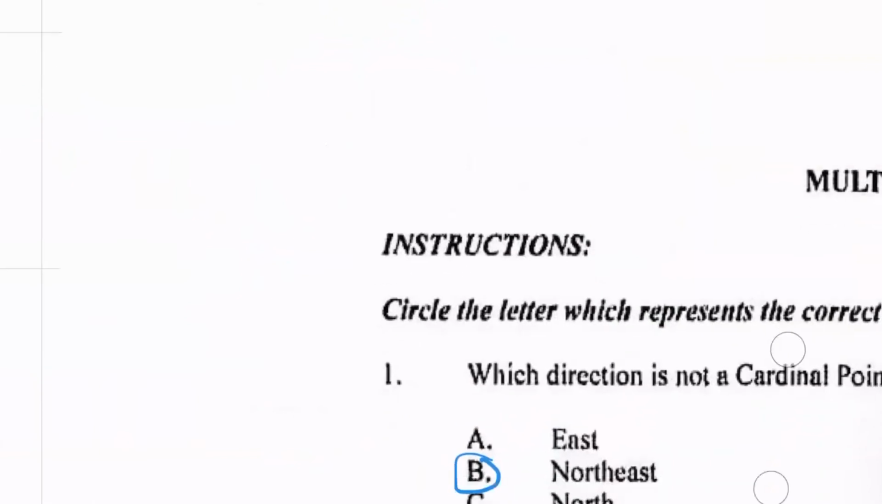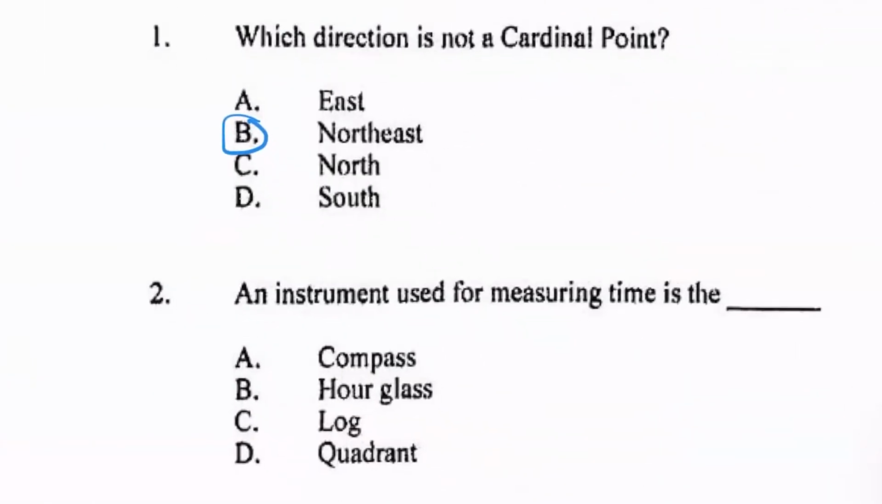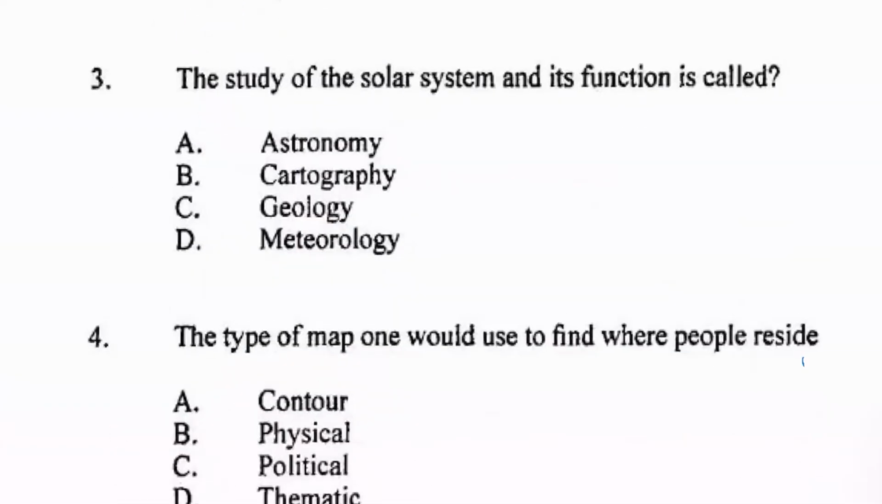All right. So the next question, an instrument used for measuring time is a compass, hourglass, log, or quadrant. All right, everyone's saying B. The answer is B. Yeah, it's an hourglass. All right, number 3, the study of the solar system and its function is called, A, astronomy, B, cartography, C, geology, D, meteorology. The answer is A, yes.